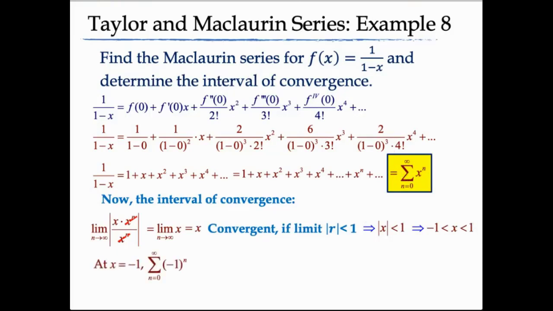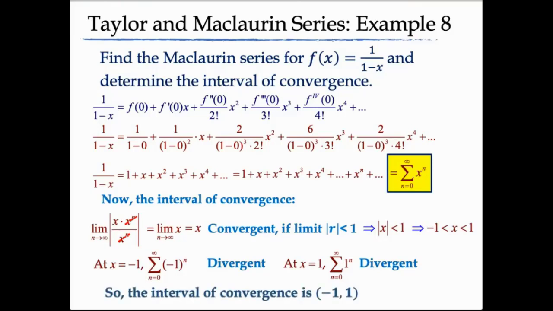Obviously, if you plug in -1, we're going to start at 0. So it's 1, -1, plus 1, -1, plus 1, -1, which is divergent. Okay, so -1 is excluded. If you plug in 1, it's just 1 plus 1 plus 1 plus 1 to infinity, which of course is infinity. So that's divergent as well. So that means the endpoints are excluded, and our interval of convergence is -1 to 1, exclusive of the endpoints.